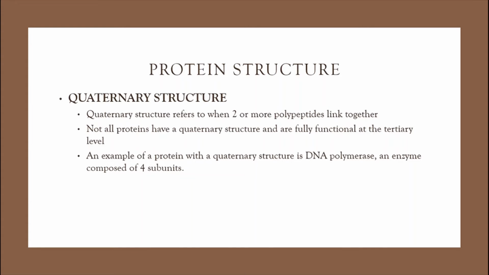Let's look at quaternary structure. So quaternary structure refers to when two or more polypeptides link together. And not all proteins have a quaternary structure, so some proteins are actually fully functional at the tertiary level, once they've achieved that 3D shape, but we can have different polypeptides linking together, and that gives a quaternary structure. So some proteins do have a quaternary structure, and an example of a protein with a quaternary structure is DNA polymerase. And DNA polymerase is an enzyme that is composed of 4 different subunits.